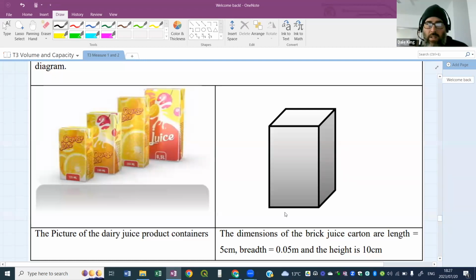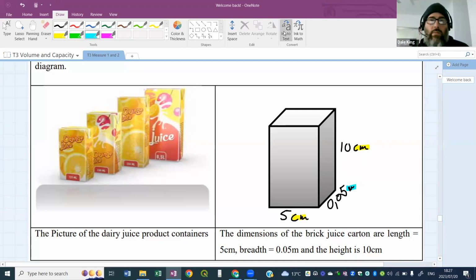My length here, I'm going to say, is the bottom, which is 5 centimeters. My breadth, they say, is 0,05 meters, and already we've got a problem because we have centimeters and meters in one question. It's no good. We can't have meters and centimeters. But anyway, let's carry on. The height is 10 centimeters. So two dimensions are in centimeters, highlighted in yellow, and one dimension is in meters.